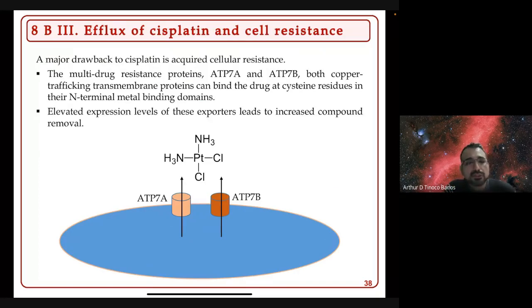I also presented to you some issues concerning acquired cellular resistance due to overexpression of proteins that can participate in the recognition of the platinum compound, such as to facilitate the release or the efflux of this compound. So here we have representation of two participating multi-drug resistance proteins, ATP7A and ATP7B, both copper trafficking transmembrane proteins that are believed to participate in the efflux of this compound. So there is an overexpression of these exporters.